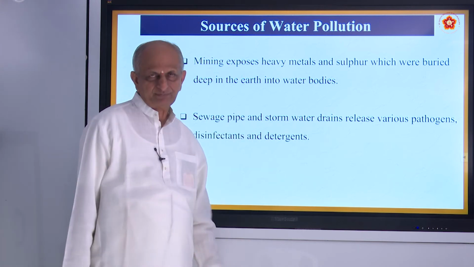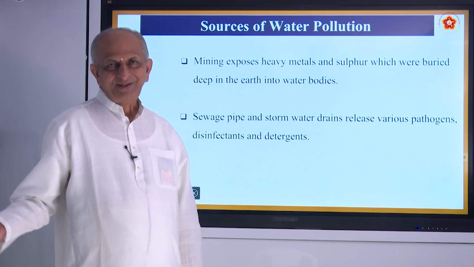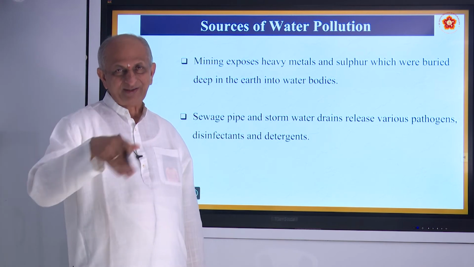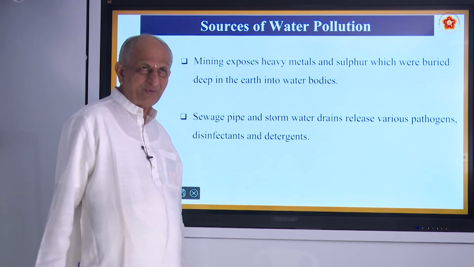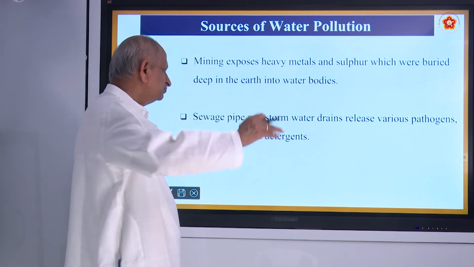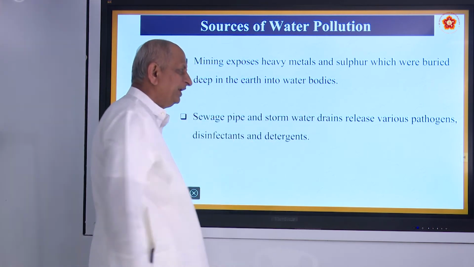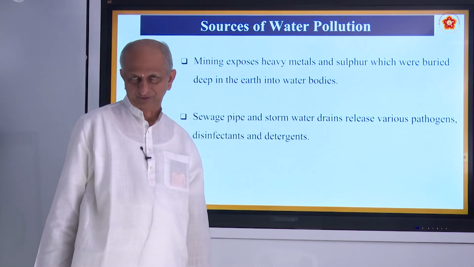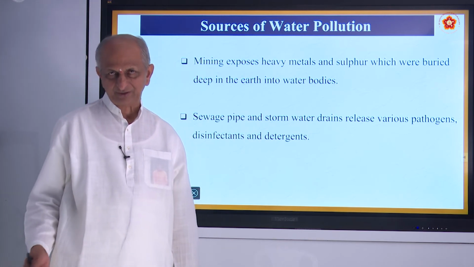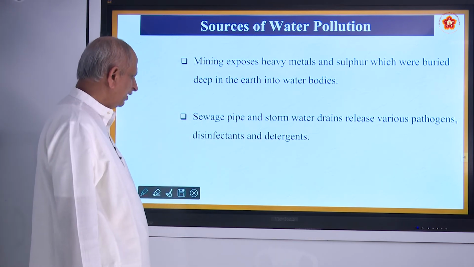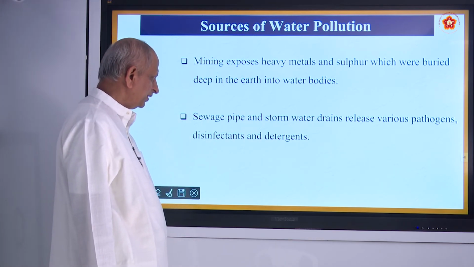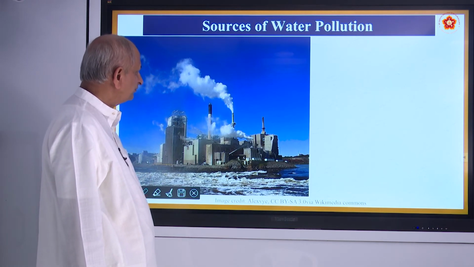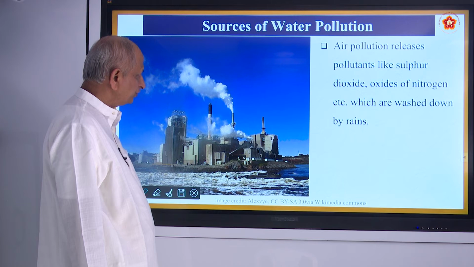Sewage pipe means the toilet pipe or the waste water. All the waste water will be released into water sources, water bodies like rivers, lakes, etc., which will cause a lot of diseases also. And this is another example of pollution.